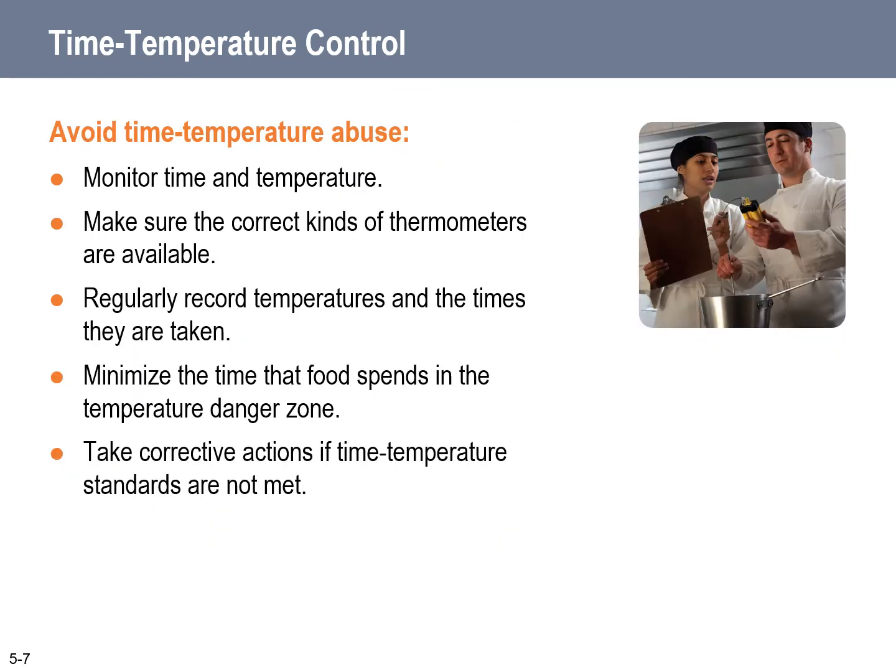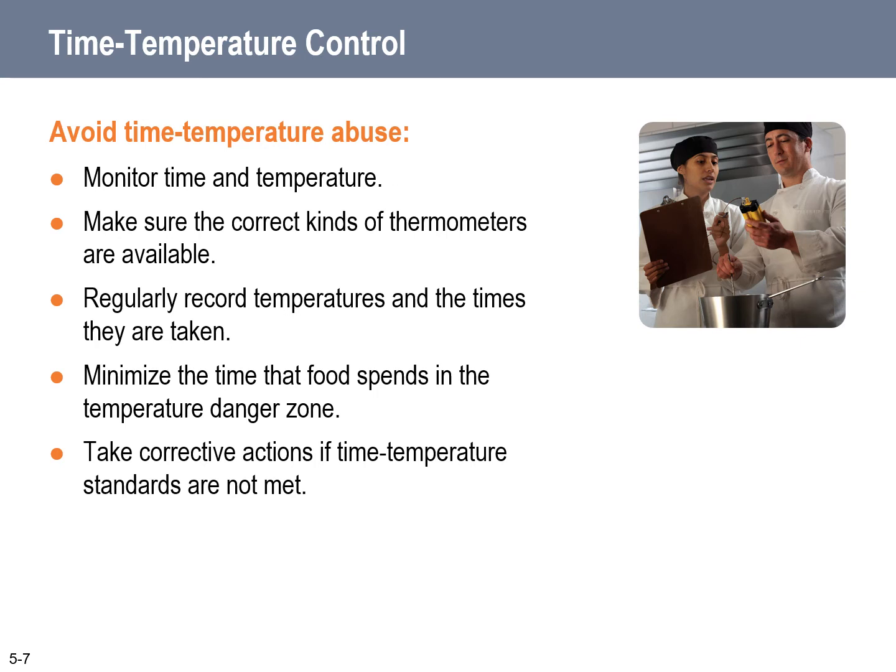All right, so moving on to time temperature control. In order to avoid time temperature abuse, we're going to make sure everyone has their own thermometer. Once we go into the kitchen, we are going to require that you have thermometers, and we do periodic checks for those. We're going to use timers in prep areas to check how long food is in the danger zone.